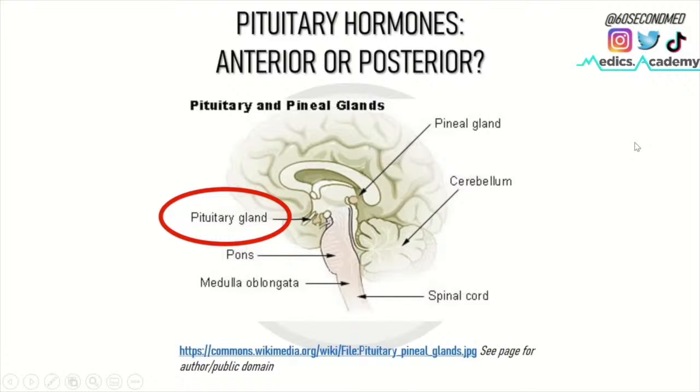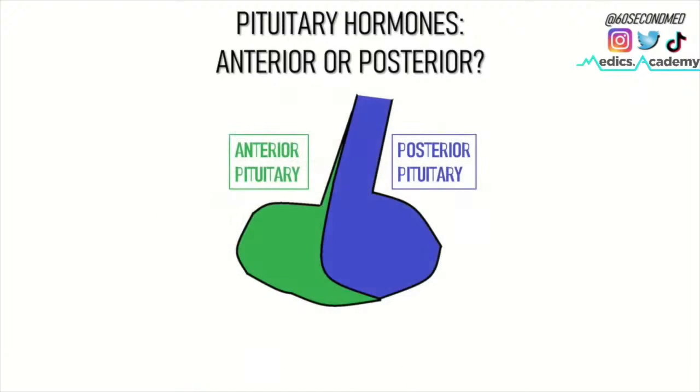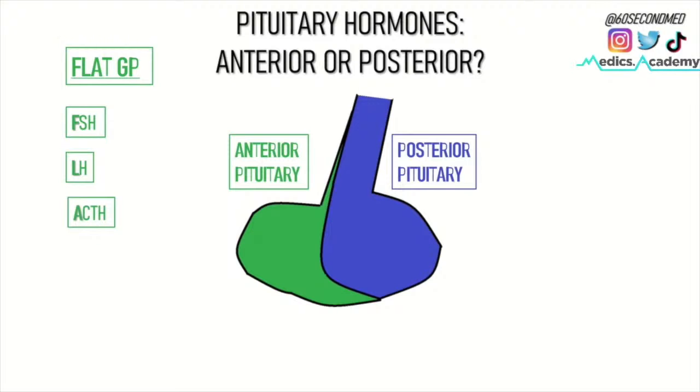The pituitary gland is an endocrine gland that sits in the brain and secretes a lot of important hormones. It can be split into the anterior part and the posterior part, and each part secretes a different set of hormones. For the anterior pituitary, we can think about the mnemonic FLAT GP to help us remember. F stands for FSH, follicle stimulating hormone. L for luteinizing hormone. A for ACTH, adrenocorticotrophic hormone. T for TSH, thyroid stimulating hormone. G stands for growth hormone.